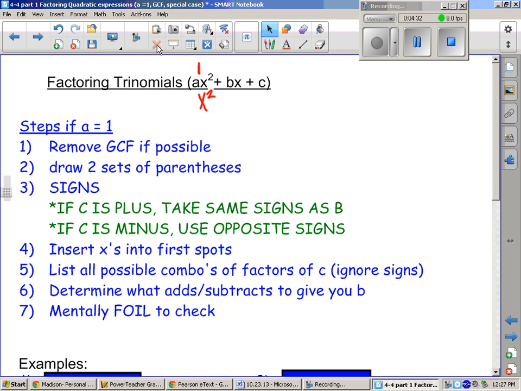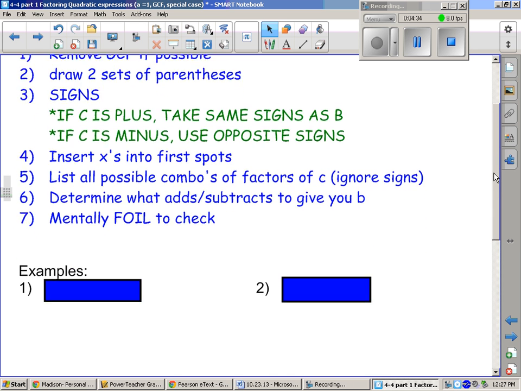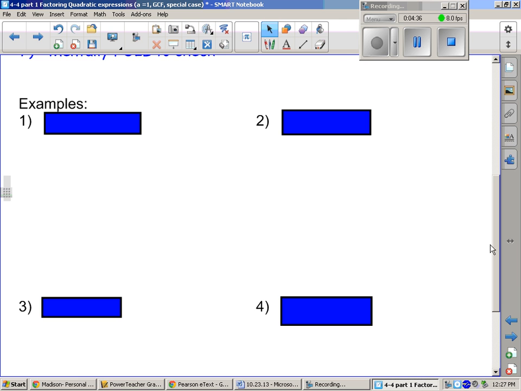Welcome back from that pause. Okay, so let's go through our examples. First one, we have x squared minus 2x minus 8. You look for a greatest common factor. A lot of times there isn't one, but you always want to look because it might make your life easier if you can take that out.